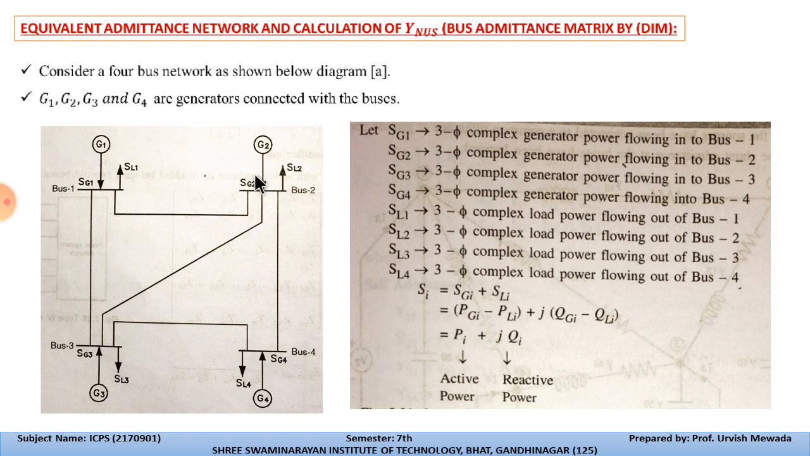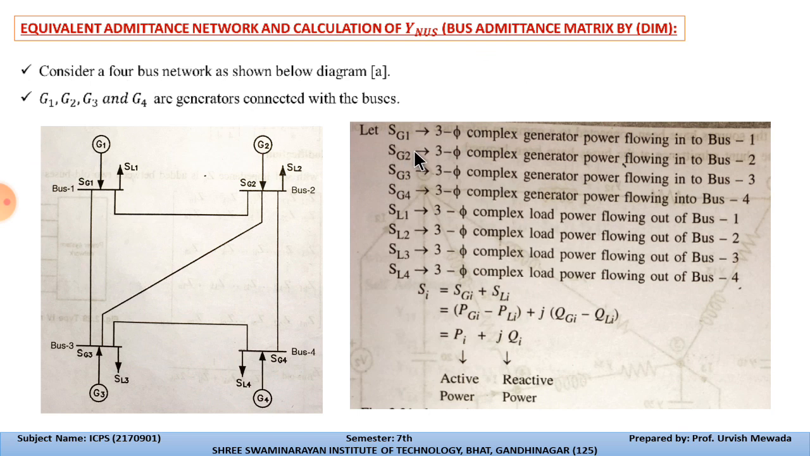Now you can see number 3 is connected with 4, number 2 and number 1. Similarly bus number 4 is connected with 3 and 2, and there is no connection between 4 and 1. So let us discuss how to form this equivalent admittance matrix.